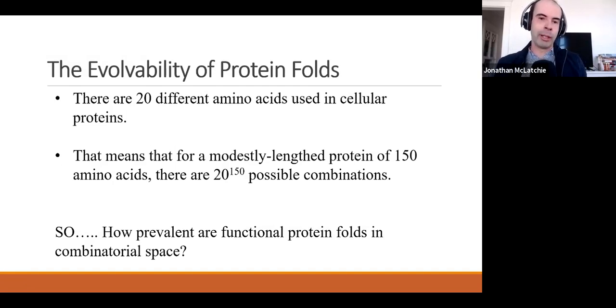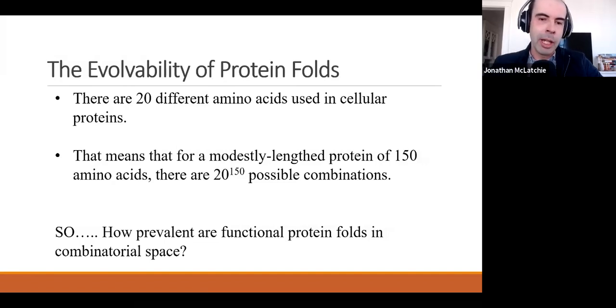If it turns out that the relative prevalence of functional protein folds is astronomically small, then it seems to me that it would be very difficult by a blind, unguided search to find those functional and stable protein structures among the vast number of alternatives. Whereas, on the other hand, if it turned out that there was a relative abundance of functional protein folds within that vast array of combinatorial possibilities, then it would seem much more reasonable to expect that a blind, unguided search could, by chance, find those functional protein structures that could then be selected on by natural selection. So there's a number of papers that have been published on this.